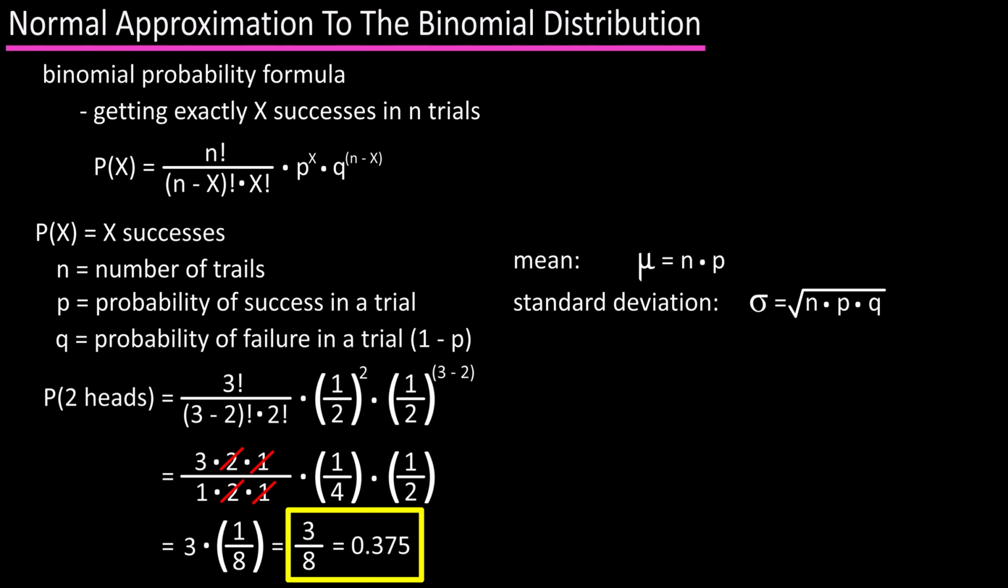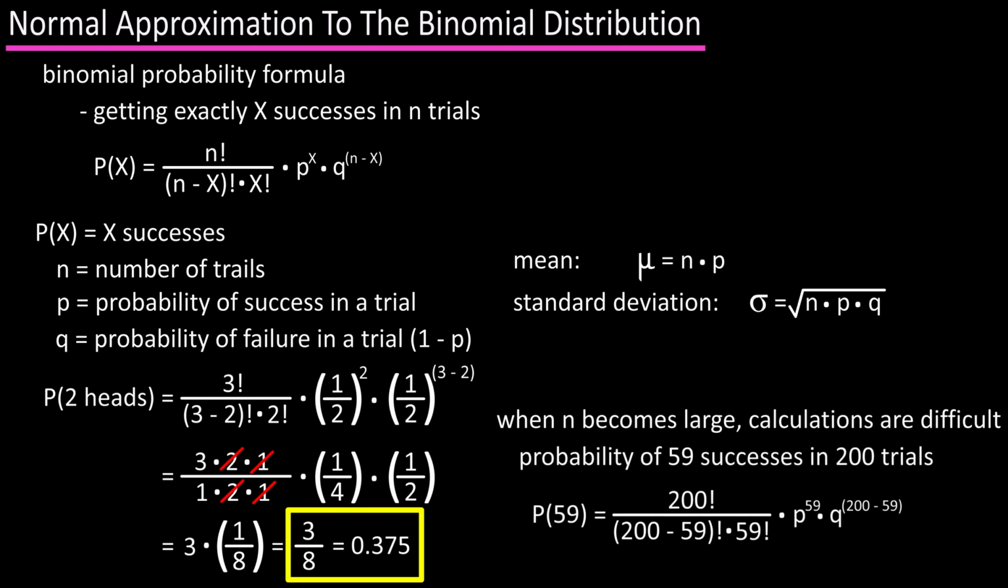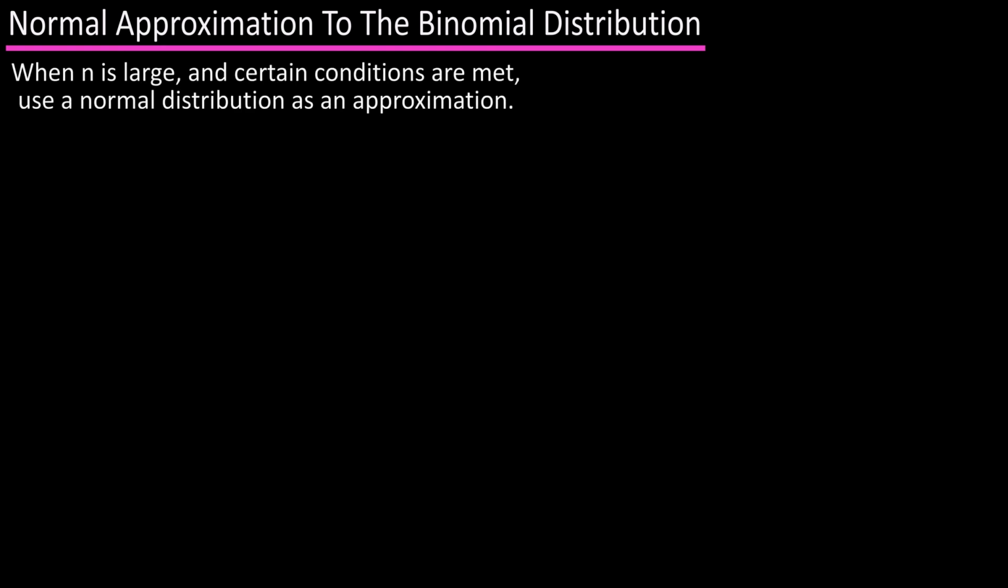The issue with using this formula is when n, the number of trials, becomes large. The calculations can become very difficult. For instance, probability of 59 successes in 200 trials. You can see that the factorial computations are huge. This is where, under certain conditions, we can use a normal distribution as an approximation to calculate probabilities.